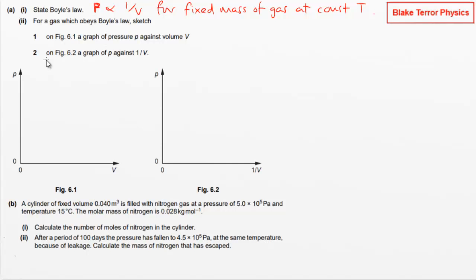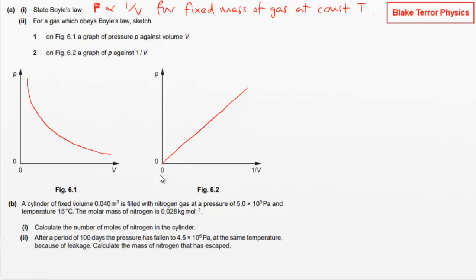For a gas which obeys Boyle's law, sketch a graph of P against V and P against 1 over V. Right, so P against V, because they're inversely proportional, is going to be looking like that. That's one of my better curves. And then P against 1 over V, well, they're proportional. So we're now going to get a straight line going through the origin.